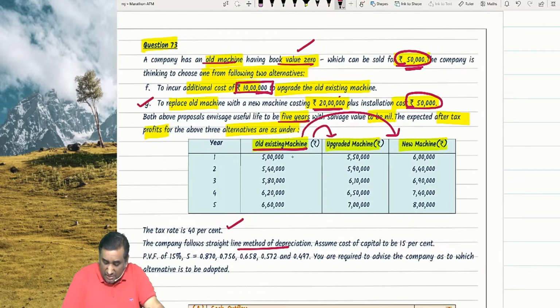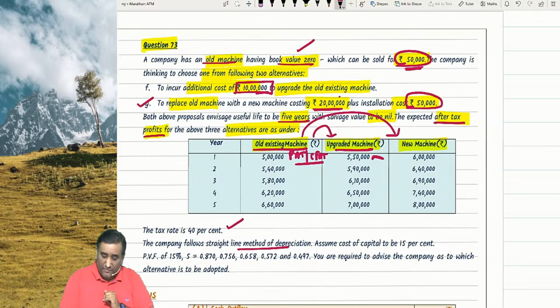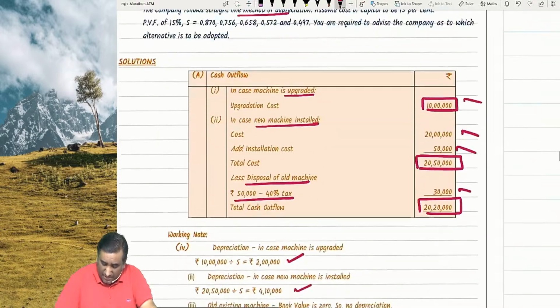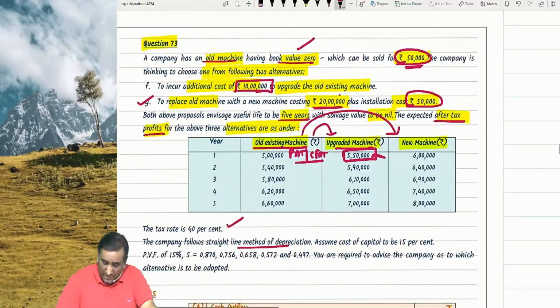Before I go to the upgradation, in the old machine, this is PAT and also CFAT, because book value was 0, so depreciation was 0. This is PAT, after tax profit. I'll add back depreciation here and I'll get CFAT. Let's do one verbally. 5 lakh 50 plus 2 lakh is 7 lakh 50. So if I ask you, between upgradation and old, how much is the incremental CFAT in the first year? Once again, 5 lakh 50 plus 2 lakh depreciation is 7 lakh 50, minus 5 lakh.